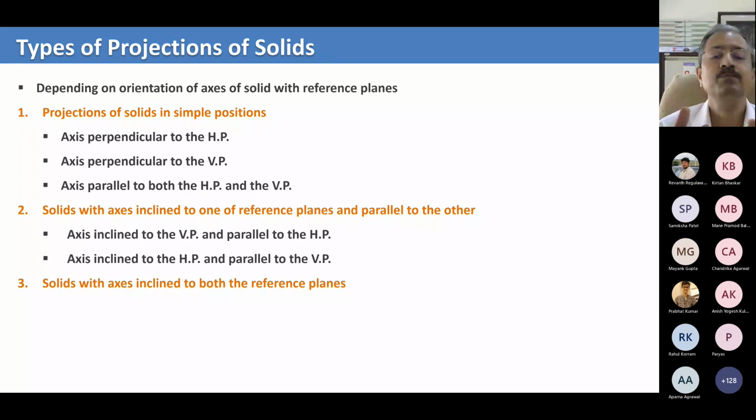One is a projection of solids in a simple position, where the axis is perpendicular to the horizontal plane or the vertical plane. Ideally, if the axis is parallel to both HP and VP, even better, very simple for us. Or the axis is parallel to one of the orthographic planes but inclined to another orthographic plane, like the ones we have seen in the previous classes, a plane or a line, for example. And of course, the most complicated case is where the axes are inclined to both the reference planes, both the orthographic planes. We'll look at these one by one slowly.